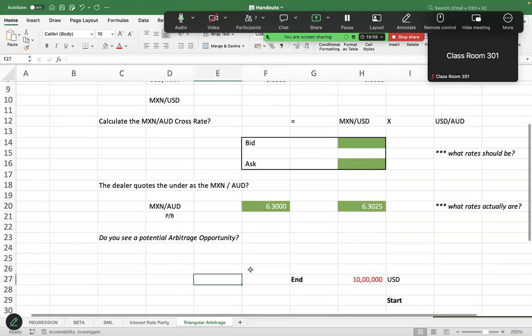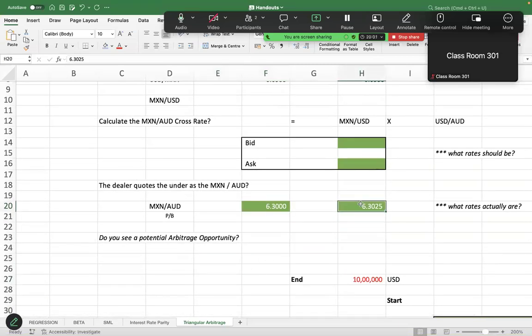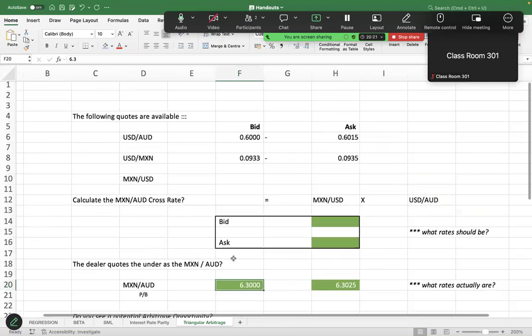If you have to buy, you will always buy at the ask price, the higher price. If you have to sell to the forex dealer, you will always sell at the lower price, which is the bid price. And remember the PB principle, B is the currency that is traded. So you are buying or selling the Australian dollar, denominated in the price currency, which is the Mexican peso. Just one more thing.